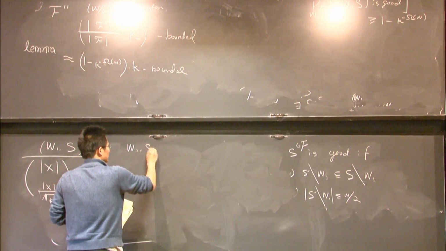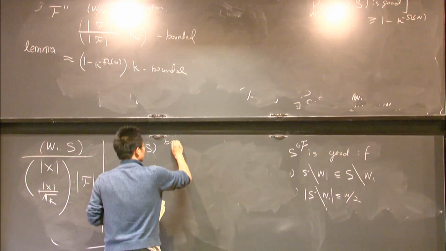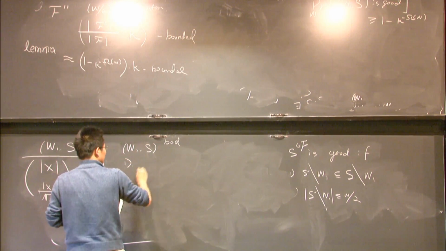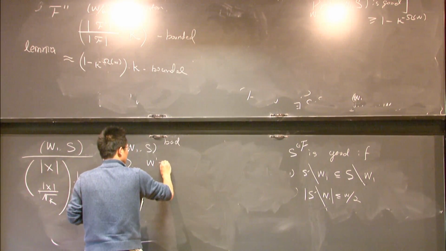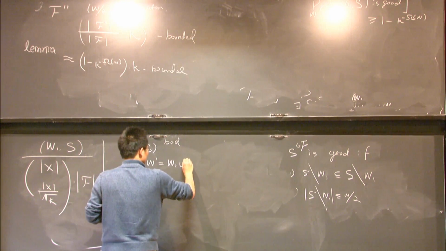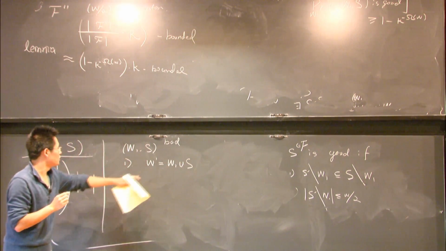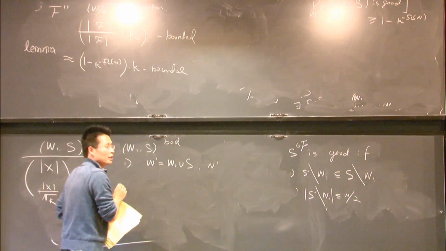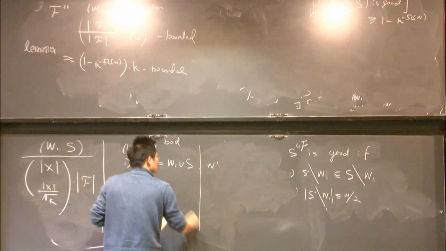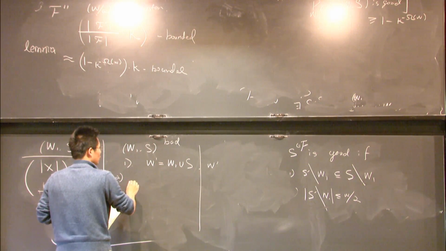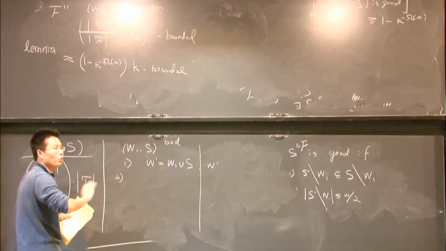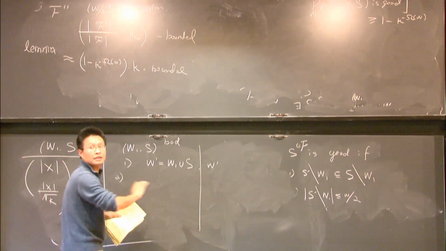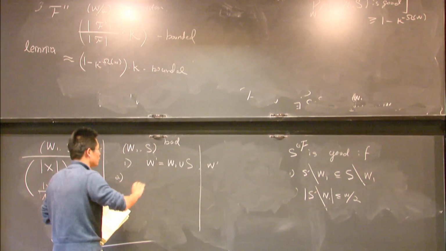So let's say this guy is bad. Now, our idea is that we'll first encode W prime, the union of W1 and S. We are going to output W prime; W prime is in the output of the encoding. The second thing, we're going to order the set system F, S1 up to Sm, in arbitrary order, just in advance.